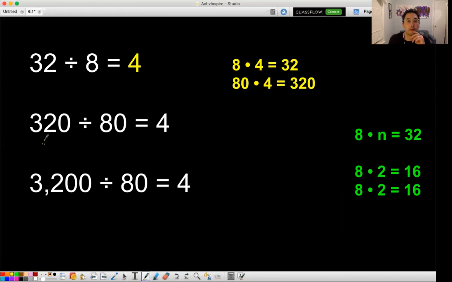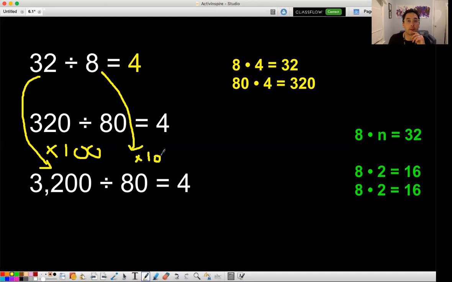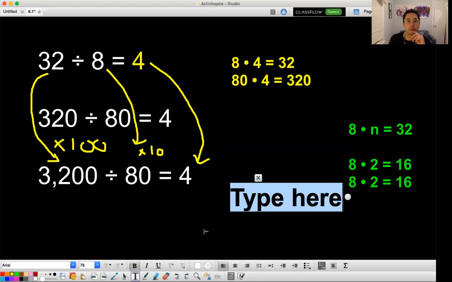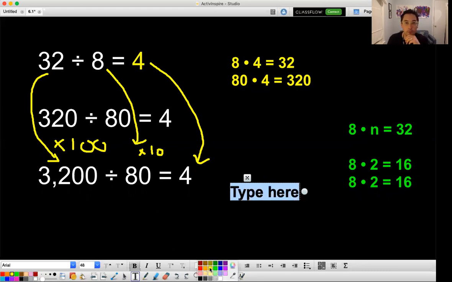but, well, let's just go all the way back here. 32 to 3,200, 32 or 32 hundreds. So this one is times 100. Eight to 80 is times 10. So do we have to do anything to this 4 here? Let's think about this again, like multiplication.